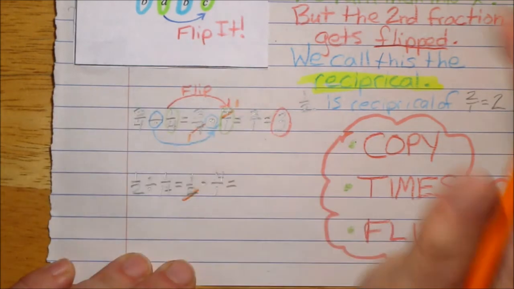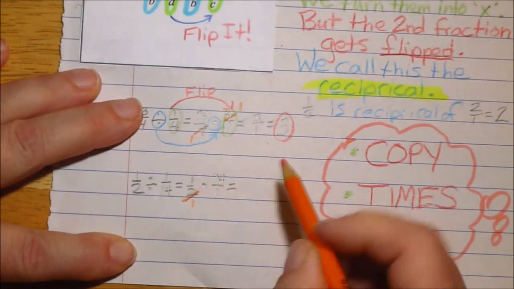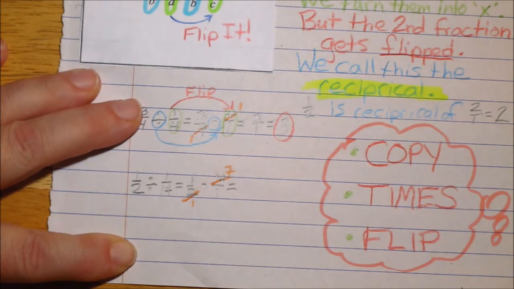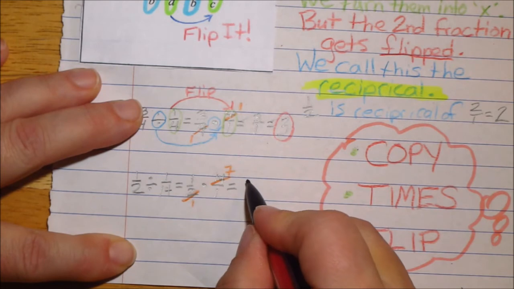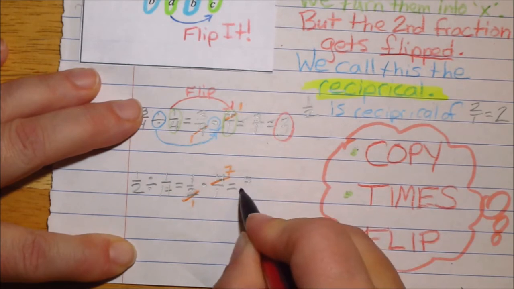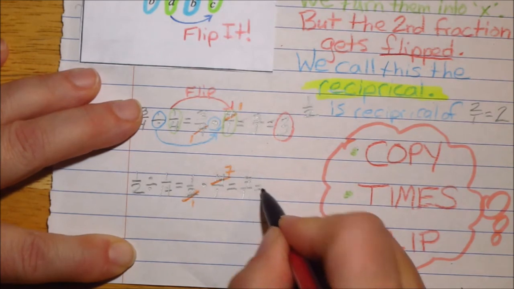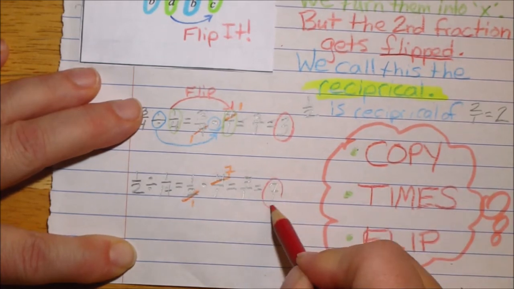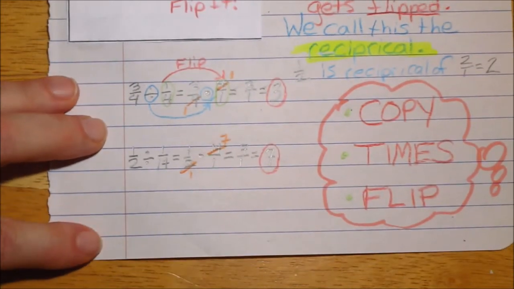2 goes into itself once. Oops, here we go. Hold still, paper. 2 goes into itself once, and 2 goes into 14 7 times. So now I can multiply my numerators across. 1 times 7 is 7. 1 times 1 is 1. 7 over 1 is not simplified. We need to make that simply 7. And our answer then is 7. All right? Okay, so one more.